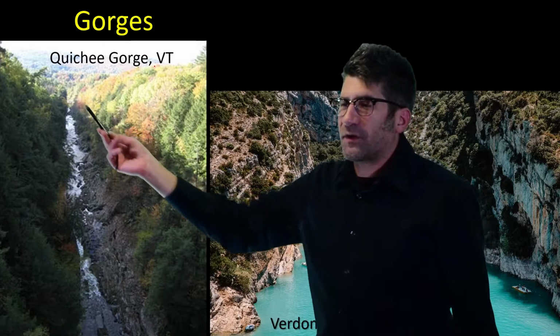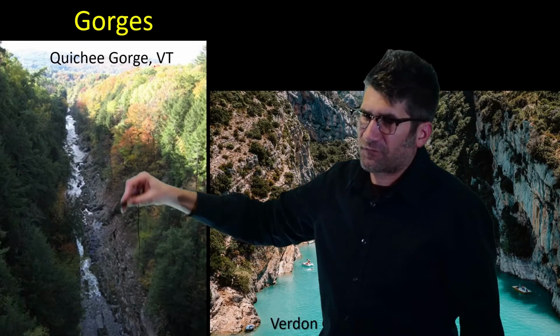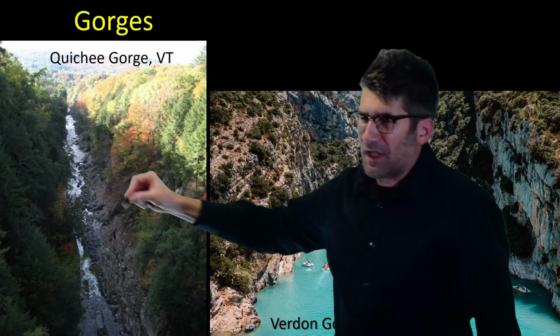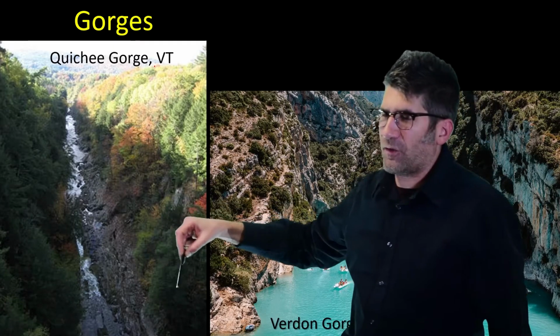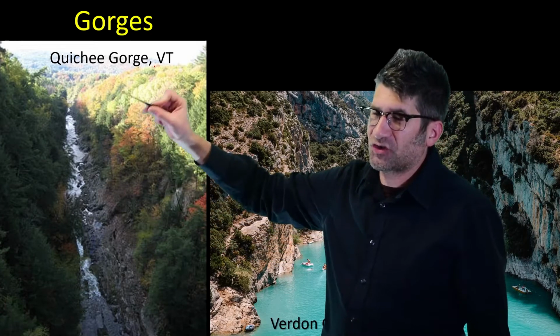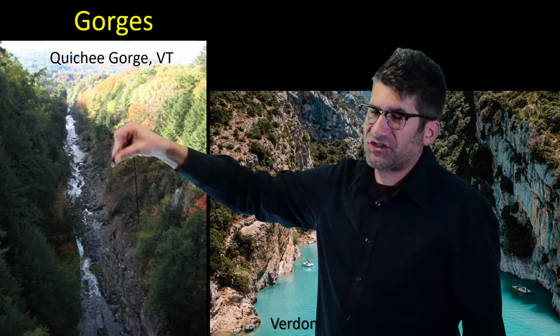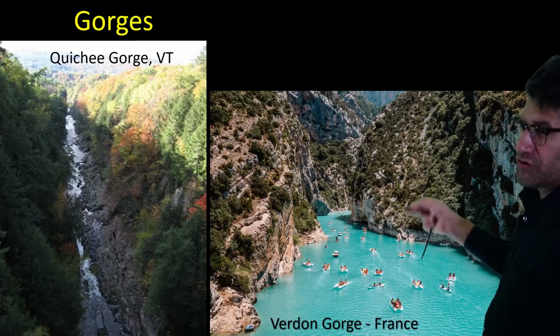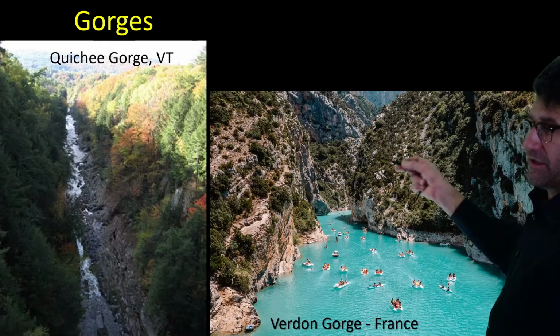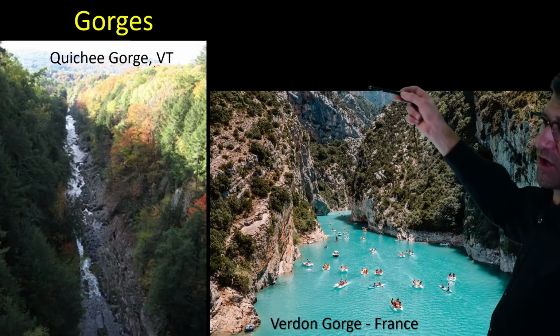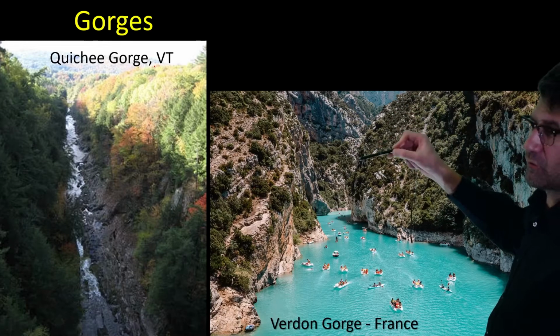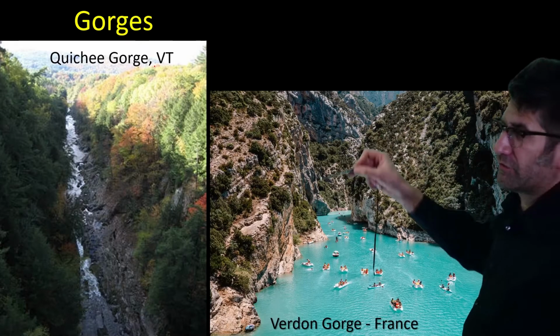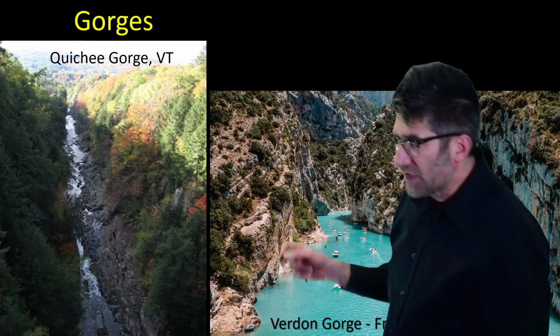One from Vermont, the Quechee Gorge, which was carved by rapid meltwater flowing out of a post-glacial lake associated with the Laurentide ice sheet, eroded this gorge really quickly. And then the Verdun Gorge, one of the deepest gorges in Europe. It's in France, and this has been carved by river incision associated with glaciers as well. So these are gorges. And then I've taken us far away, but let's come back local here.